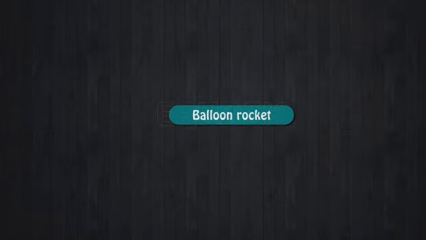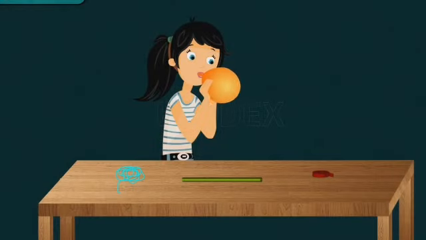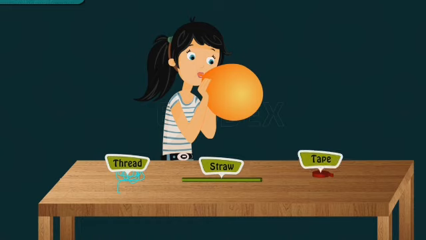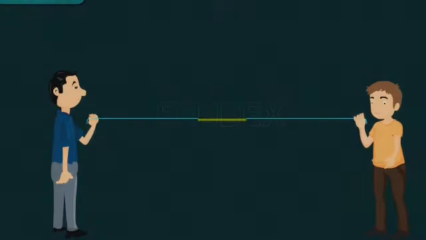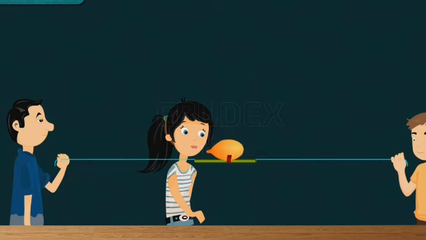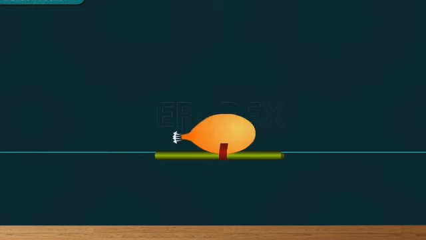Activity. Balloon rocket. Take a balloon and inflate it. Place it on a straw and thread arrangement and tape the balloon. Ask your friends to hold the thread on either side of the straw. Fix the balloon to the straw with sticker tape. Release the air from the inflated balloon by holding its neck part. We can observe that air escapes out of the balloon, but it does not move from the place.